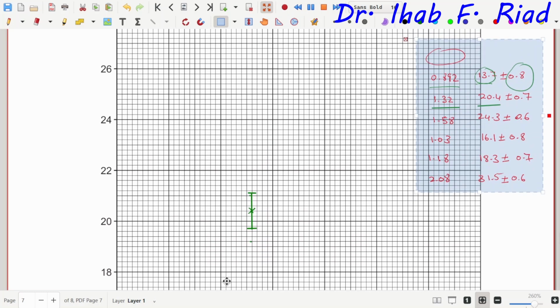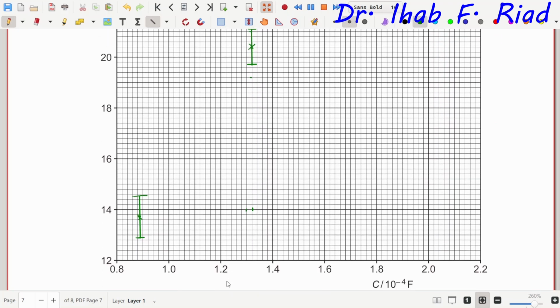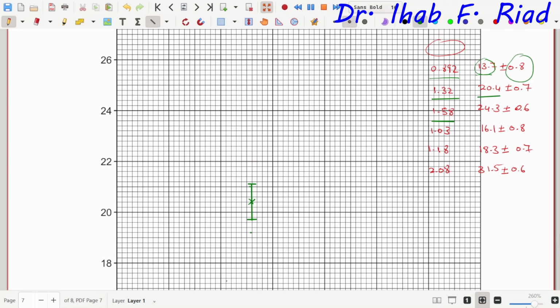We have 1.58 and 24.3. So this is 1.5. This is 1.58. This is 24.2. So 24.3 is somewhere here. Yes. Okay. Now the error bars.